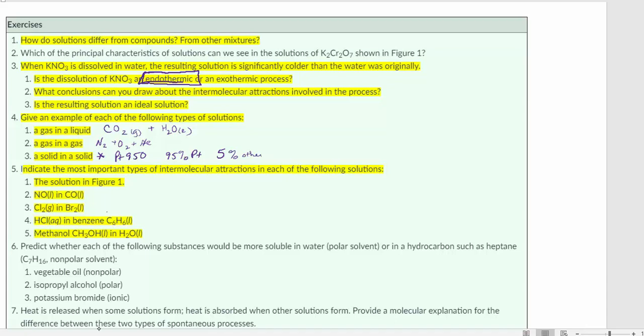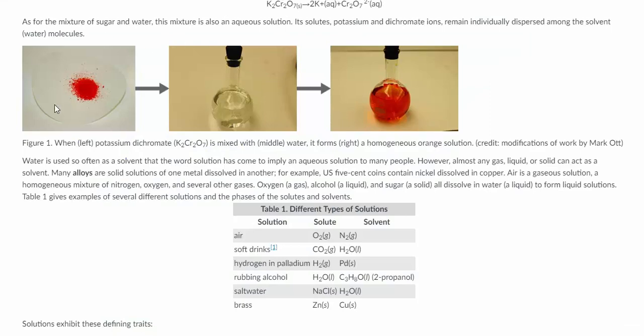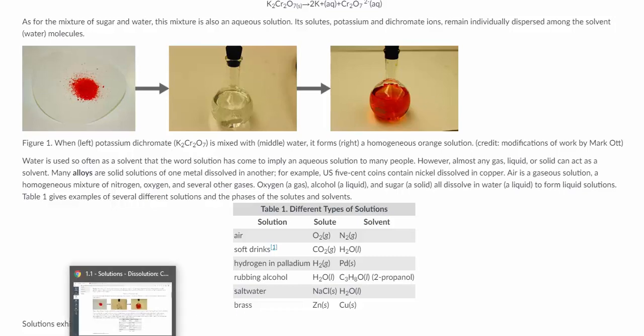Number 5, indicate the most important types of intermolecular interactions of each of the following solutions. So we're again referring back to Figure 1. We have our potassium dichromate. That's an ionic compound. And then we have our water molecule. Now our water molecule will have hydrogen bonding, but because we have an ionic substance here, the hydrogen bonding will be demoted, is the word I want to use. What we'll be looking at here is an ion-dipole interaction, because we have our ionic solute and our water molecule, which has a dipole moment.